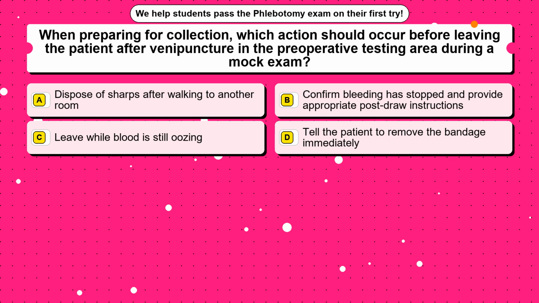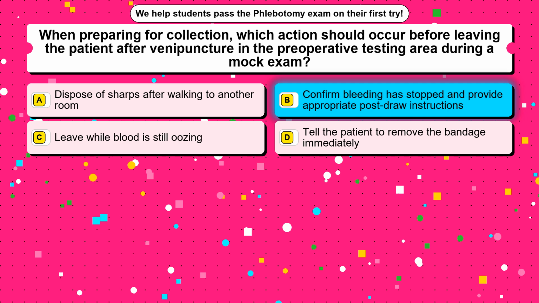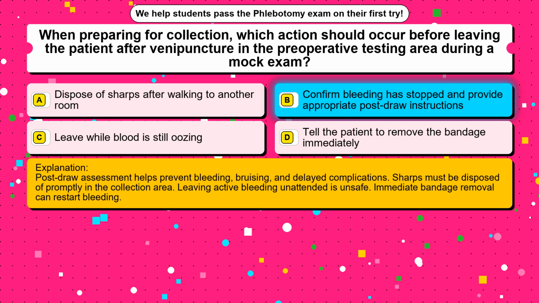Option C, leave while blood is still oozing. Option D, tell the patient to remove the bandage immediately. The correct answer is option B. Confirm bleeding has stopped and provide appropriate post-draw instructions. Post-draw assessment helps prevent bleeding, bruising, and delayed complications.